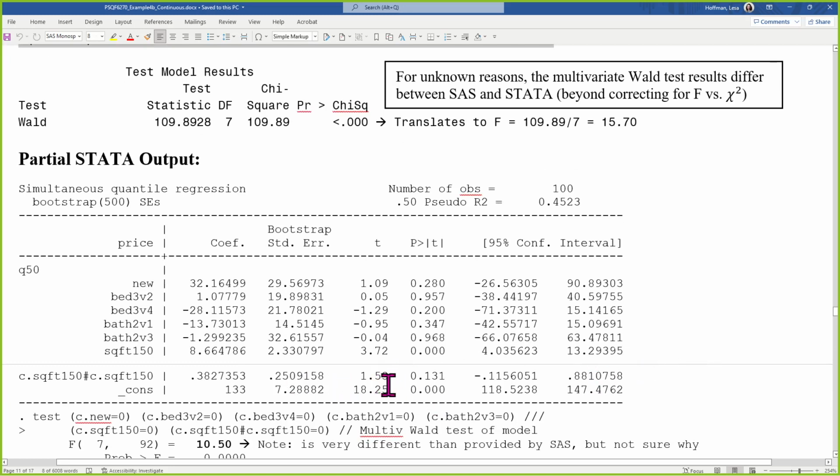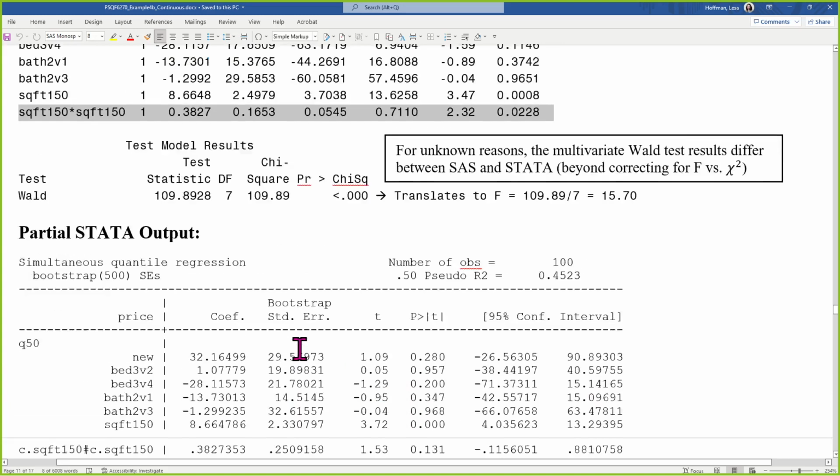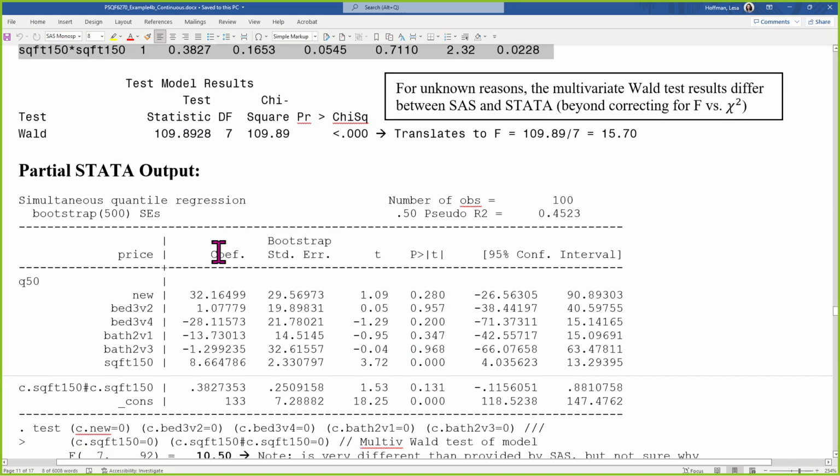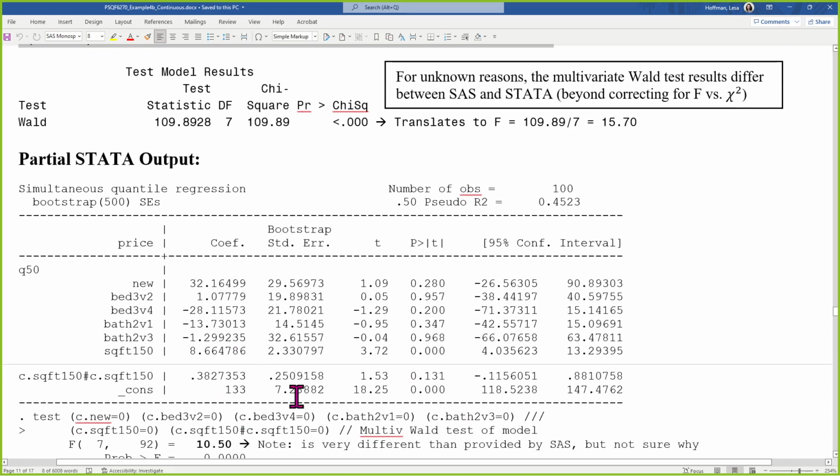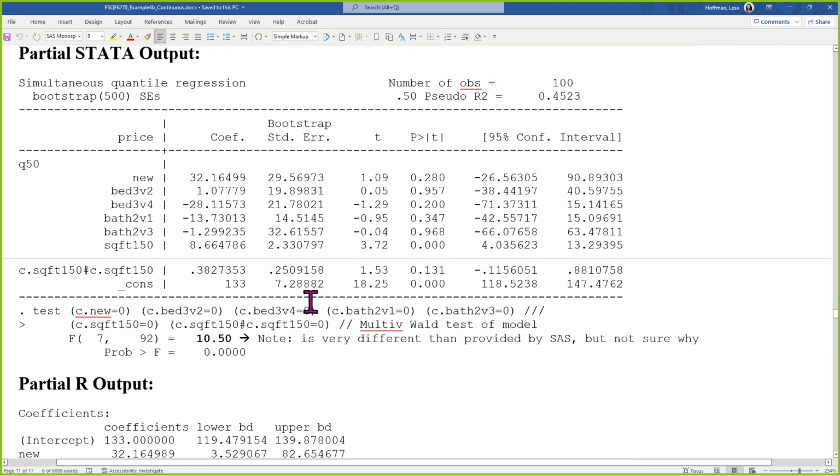So I don't know why they're converging onto different results, but I can tell you the point estimate is pretty much the same, but the standard error is very different. So maybe some additional bootstrap replications would be in order to try and help see if that solves some of the differences across packages.